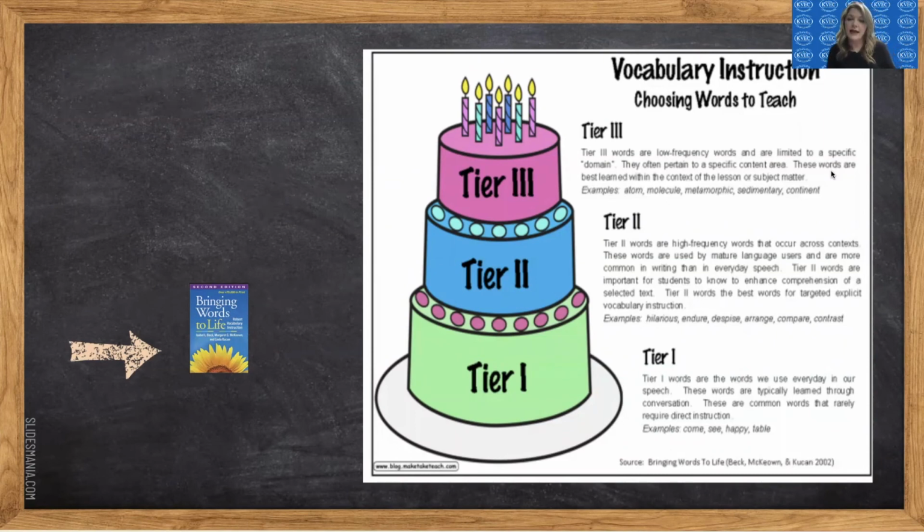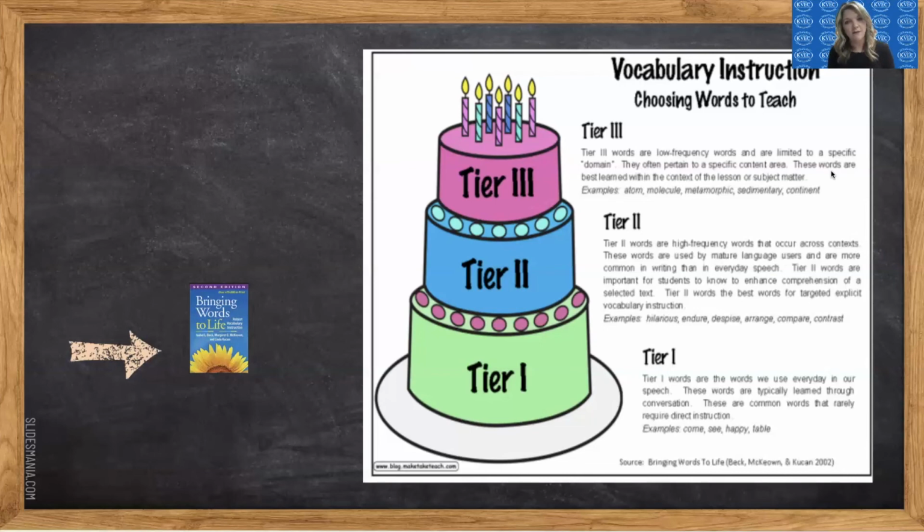This little cake here is just a visual that talks about vocabulary words. We categorize words into 3 tiers: tier 1, tier 2, and tier 3 vocabulary words. Tier 1 words are words that you would use in everyday conversation, for example, come, happy, table. If students are engaged in conversation, then they are going to pick up on those types of words that we use every single day.